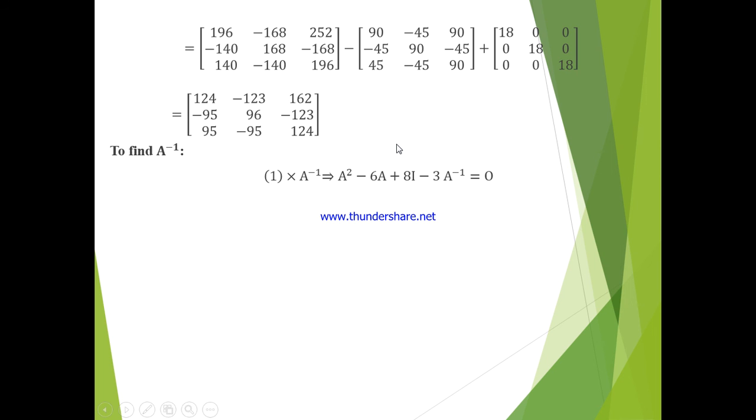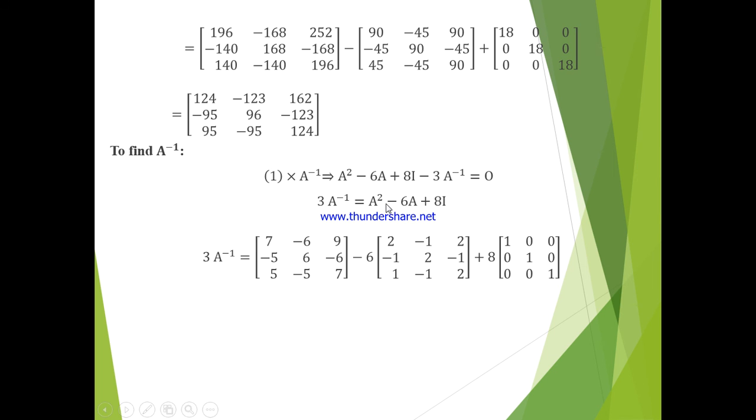Next, find A inverse. To find A inverse we have to multiply the given characteristic equation, equation 1, by A inverse. The answer is A square minus 6A plus 8I minus 3 into A inverse equal to 0. So here we need A inverse. Minus 3A inverse, send this to the right side. So we get 3 into A inverse equal to A square minus 6A plus 8I.